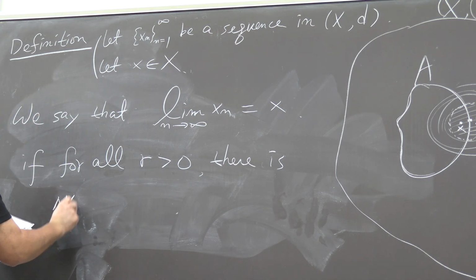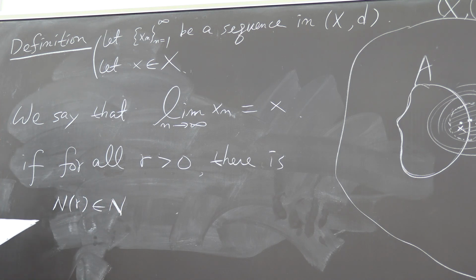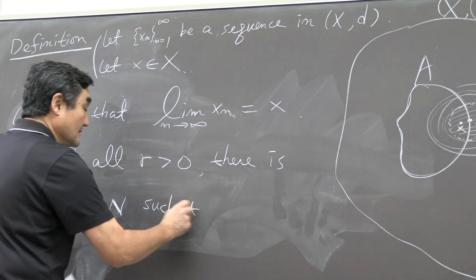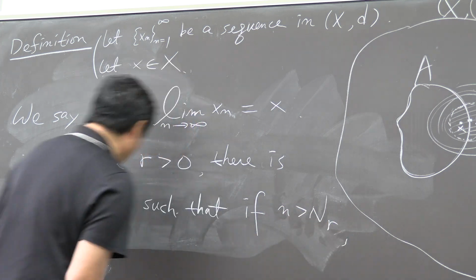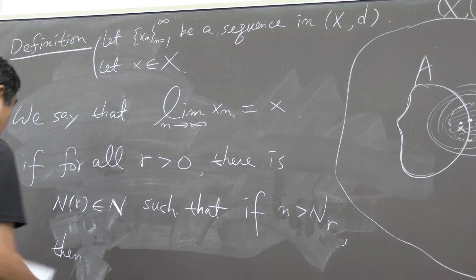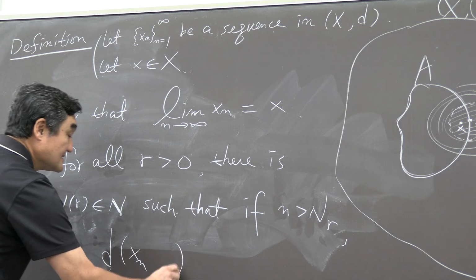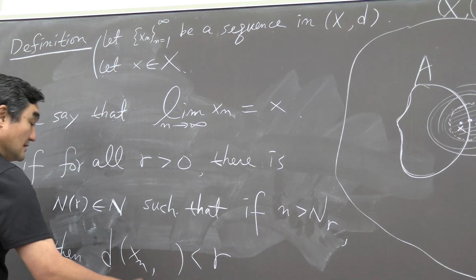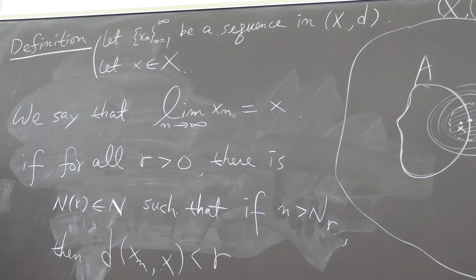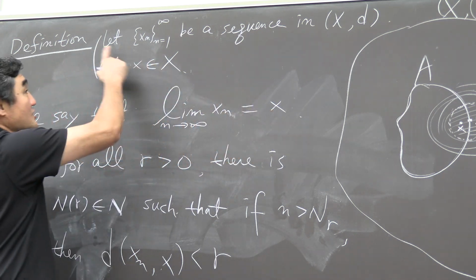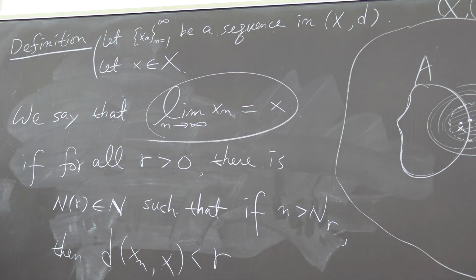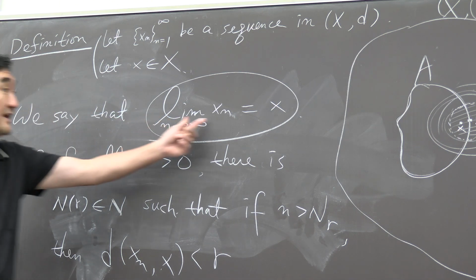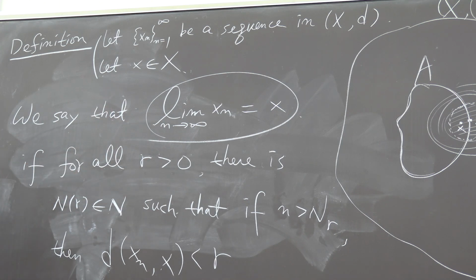There is some cutting line n of R, which is a natural number, such that if the index n is more than that cutting line n of R, then the corresponding terms of the sequence are sitting inside the R neighborhood around X. That's the formal definition of what? The convergence of the sequence X of n to X in the general metric space. That's exactly the same as the convergence of a real sequence to a real number. We studied that in real analysis last time.